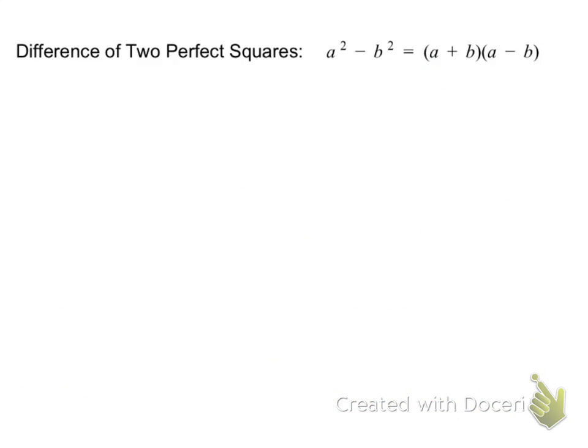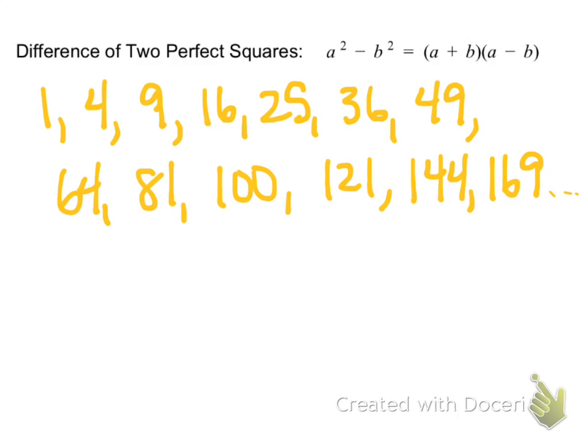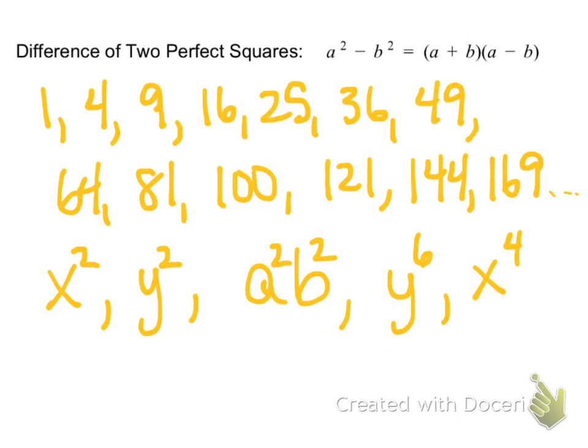Okay, so the difference of two perfect squares, a squared minus b squared. You have to be familiar with your perfect square numbers. These should be relatively familiar to you. These are also perfect squares.